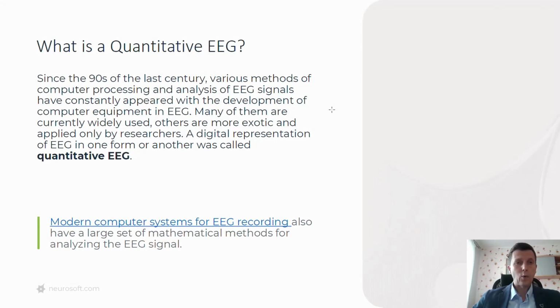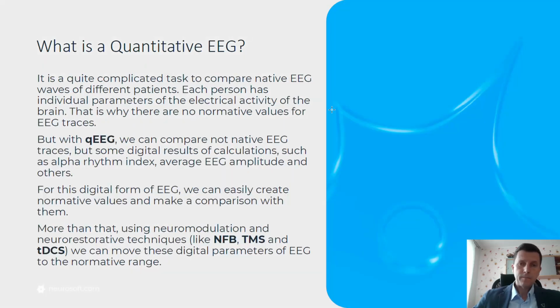So, what is this quantitative EEG? Since the 90s of the last century, various methods of computer-based analysis of EEG were used in clinical practice. First of all, it is useful to compare EEG of different patients, or of one patient after a few examinations, with digits. Modern computer systems for EEG recording also have a large set of mathematical methods for analysis and quantitative EEG signal.